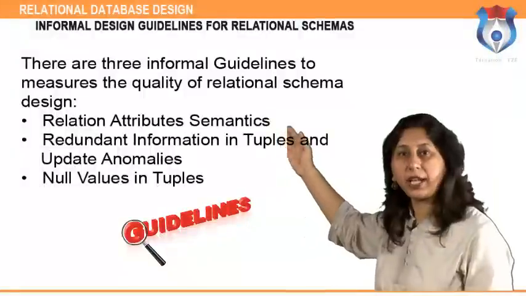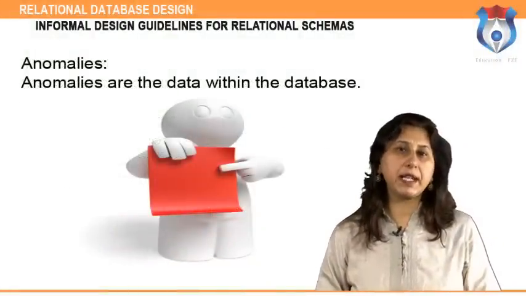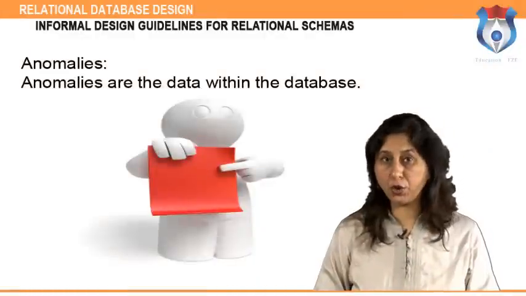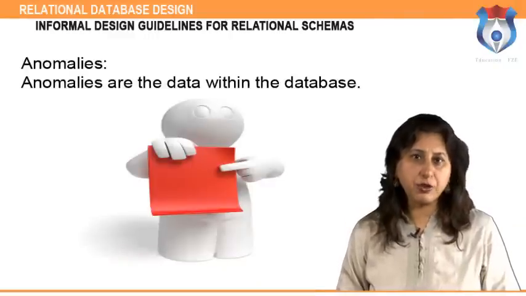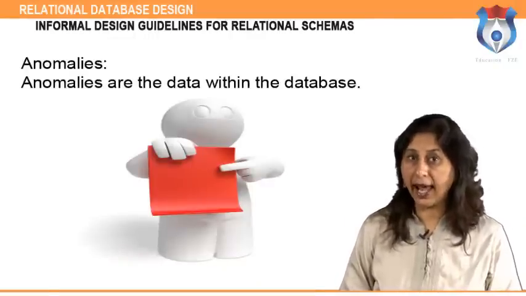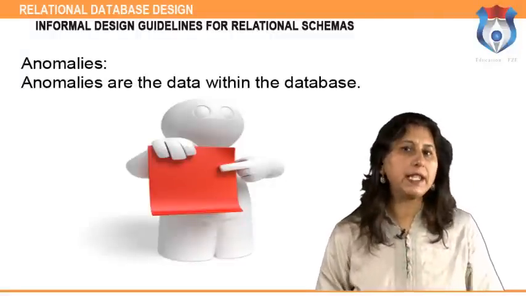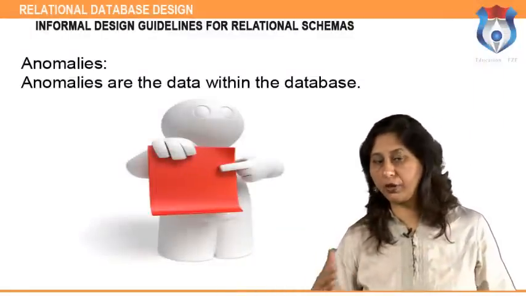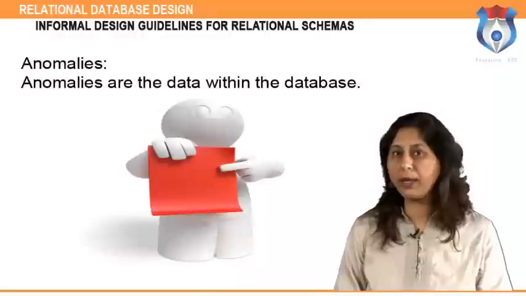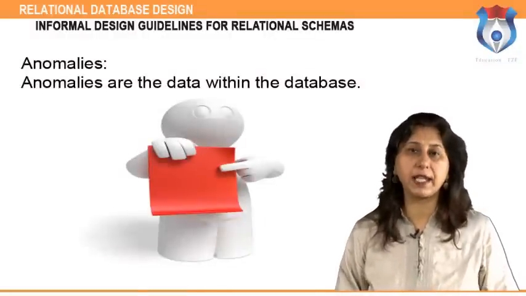Redundant information in tuples and update anomalies. One goal of schema design is to minimize the storage space used by the base relations. Grouping attributes into relation schemas has a significant effect on storage space. Anomalies are the data within the database. It is the copy of the original data. It needs to be updated in order to avoid problems.